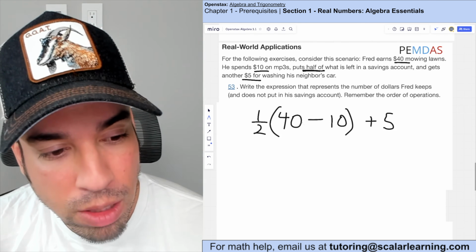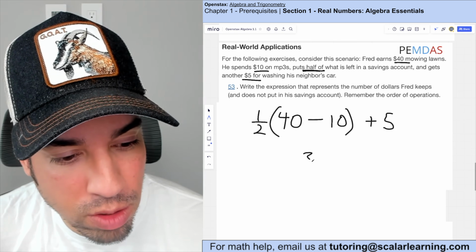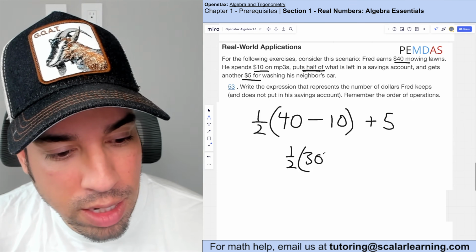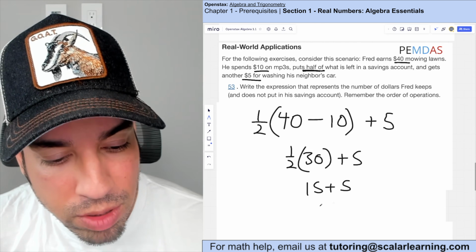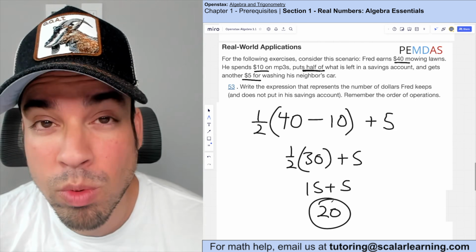Just for fun, it doesn't ask for this, but if you want to know what that answer is, following order of operations, we do 40 minus 10, which is 30. And then 1/2 of 30 is, of course, 15. And then 15 plus 5 is 20. So he's got 20 bucks.